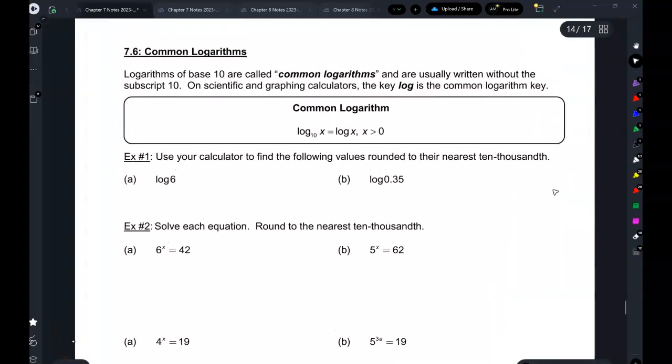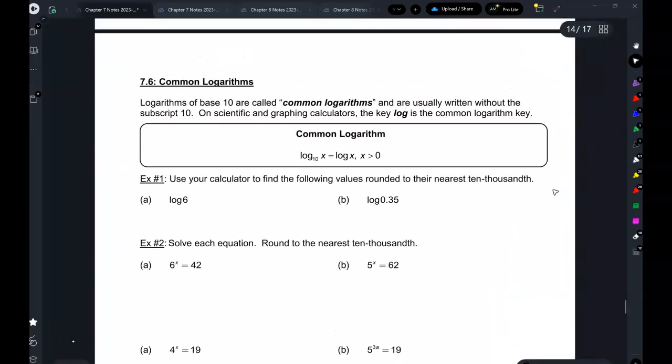Okay, so let's take a look at section 7.6. Here we're going to talk about common logarithms. When we have been talking about logarithms, they have had various bases. You can have log base 3 of x, you can have log base 7 of 12, and so on. You could also have log base 10 of, let's say, 5.